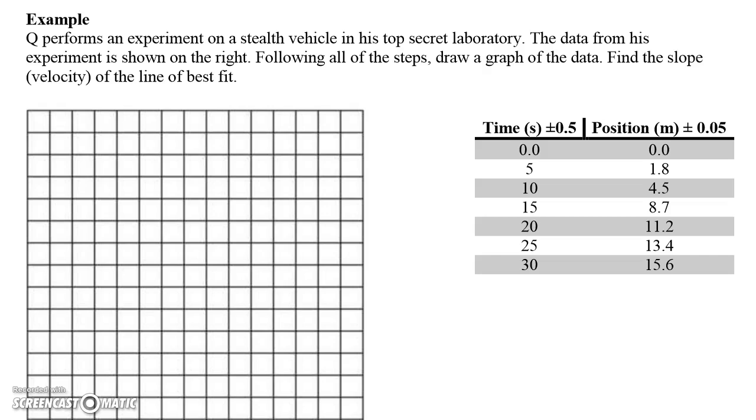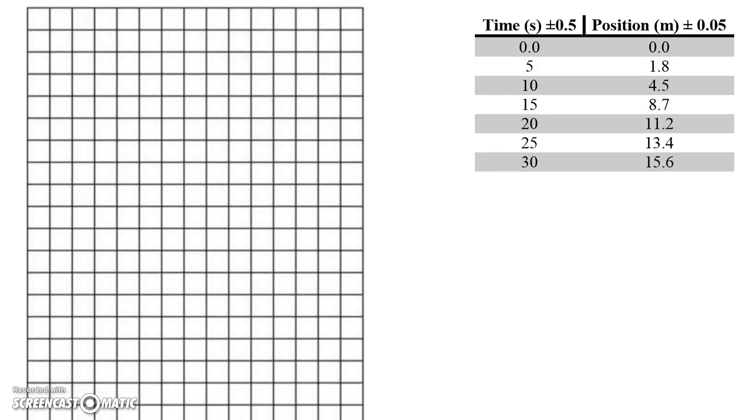So we have Q, James Bond character, performs an experiment on a stealth vehicle in his top secret laboratory. The data from his experiment is shown on the table on the right. Following all the steps, draw a graph of the data and then find the slope of that line of best fit. So first, let's just graph it. Pause the video, do that, and come back to see a final result of the complete graph, and then we'll go through calculating the slope of the line of best fit together.